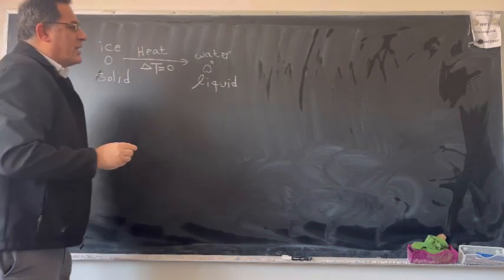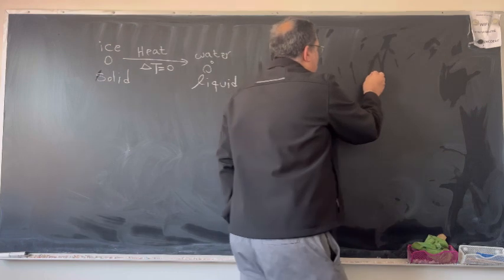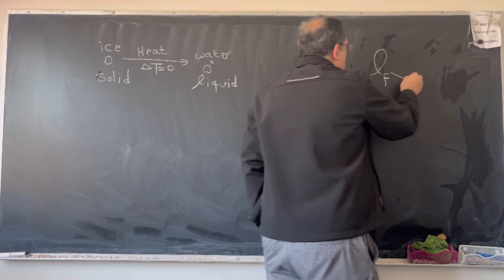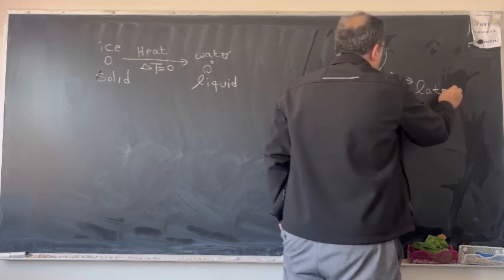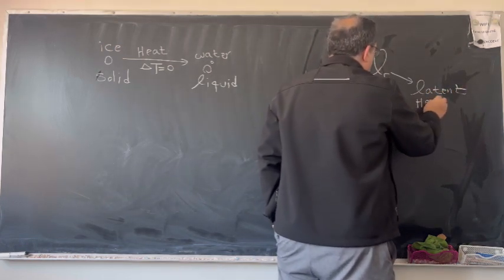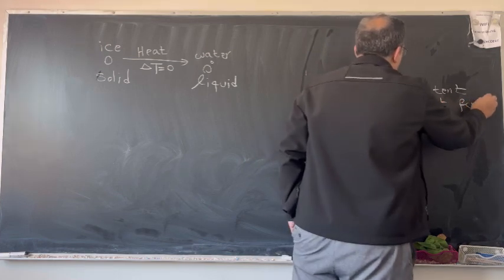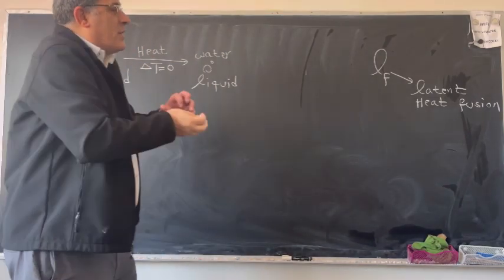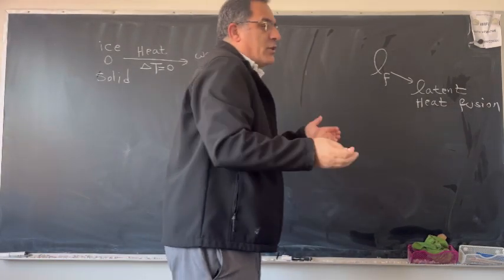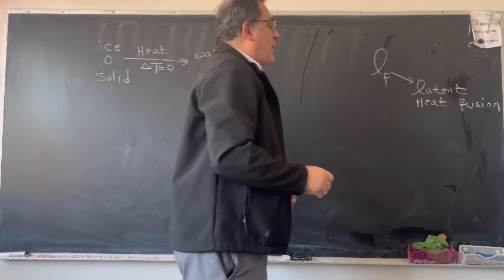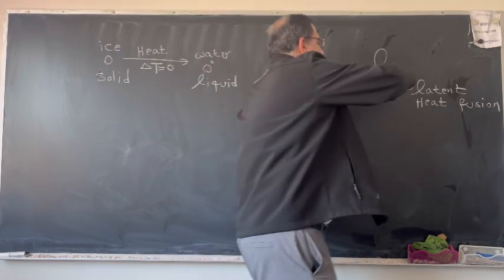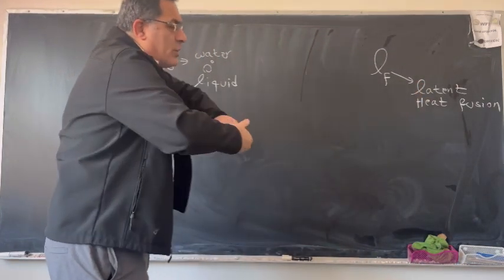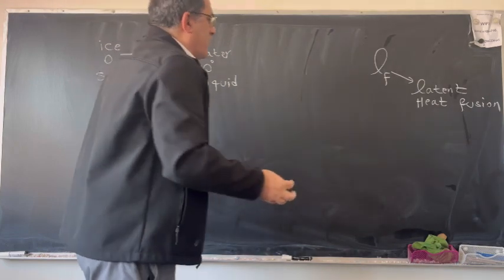The name of this heat is LF, L subscript F, latent heat of fusion. It is like a hidden fee: if you calculate something, you pay extra payments. This is heat inside the substance. When you only give heat to break the bonds, the temperature doesn't change.